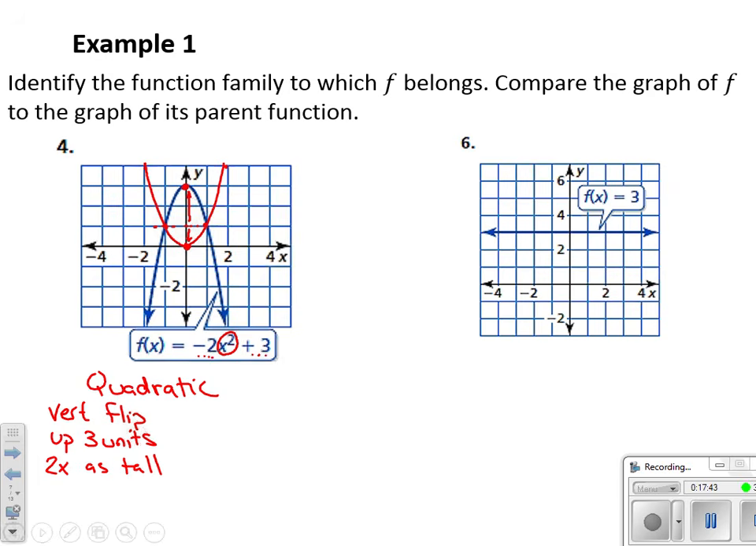And we want to make some type of connection with what the numbers in that function are doing to contribute to that change. For number 6, here we've got the function f of x equals 3. And, well, this is a constant function, maintains a constant height. And the parent function is y equals 1. So that has only been shifted up 2 units. And we could have just said up 2 units if we wanted.